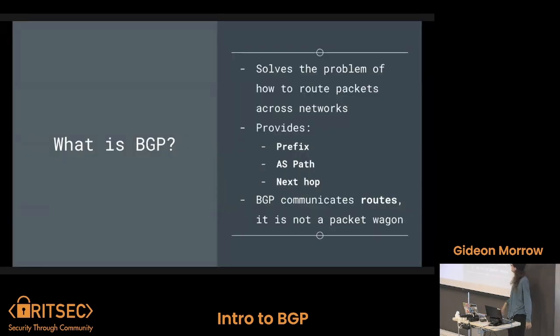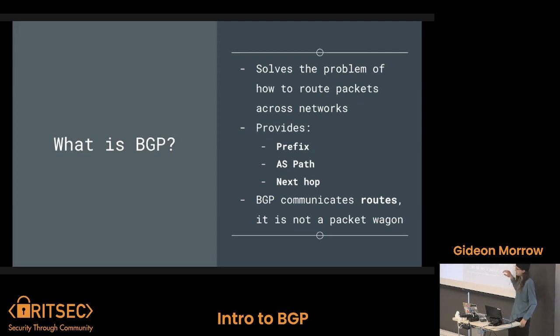So, what is BGP? What does it do? It's the Border Gateway Protocol. It solves the main problem of how do you take packets from point A to somewhere point B across the internet. How do you decide how to get there? And it provides basically three important pieces of information: the prefix, or which network it is; the AS path, or the different networks it's going to go through; and the next hop, the next step. If I want to take that route, it's the next step I do to send this packet onwards.